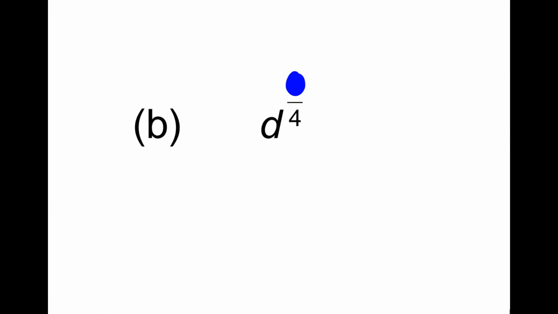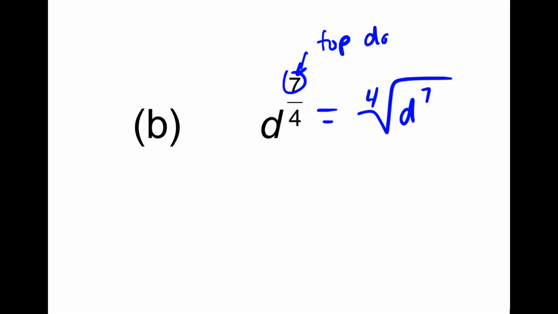What was the trick I told you? What if I don't just have a 1 as the top? Remember? Top dog in the house. The dog house is the radical. So this top one is inside the radical. So this is just going to be the 4th root of D to the 7th. Top dog in the house.